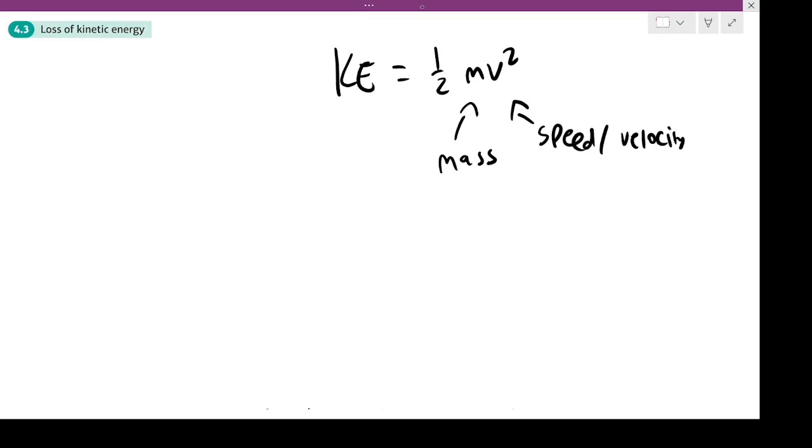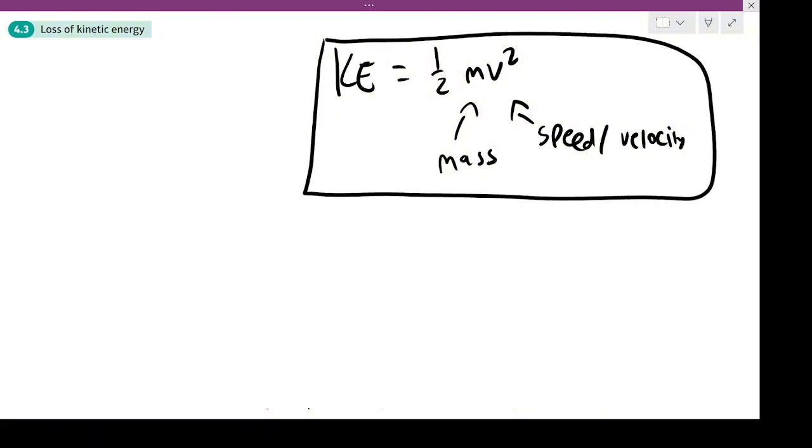And again, this is responsible for an object's movement. It's to do with the speed of an object. So you should remember that from chapter 2 when we looked at work, energy and power, or even from GCSE physics. But you do need to remember that that's not in the formula book.